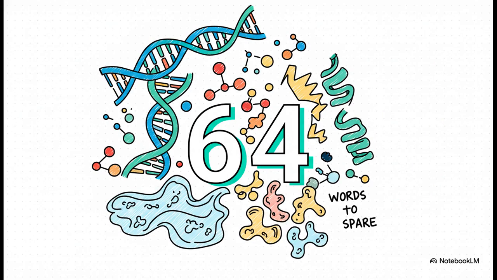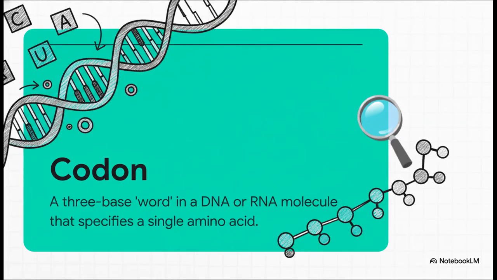And here it is. This is the absolutely elegant solution that life figured out. If we use 3-letter words, the number of possible combinations just explodes. It's 4 times 4 times 4, which gives us 64 possible words. And that is more than enough to give unique code to all 20 amino acids, with a ton of words left over. And this 3-letter genetic word actually has a name. It's called a codon.